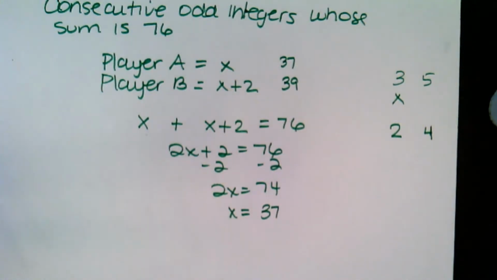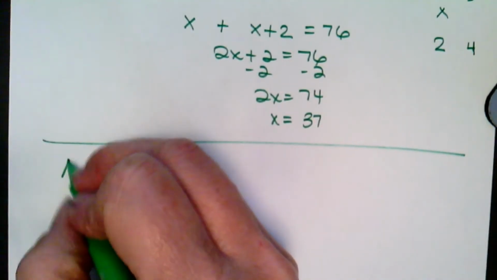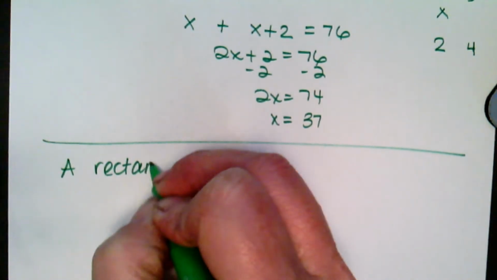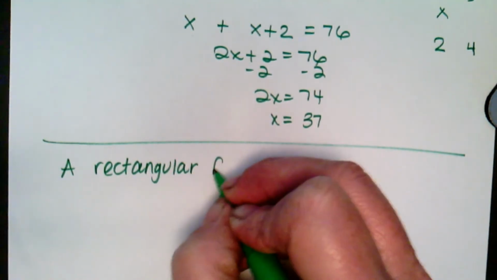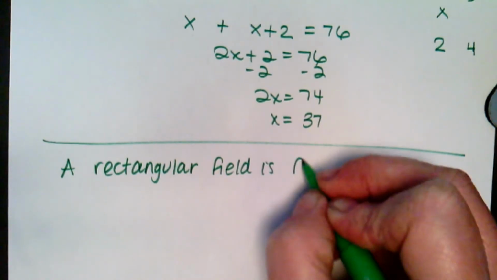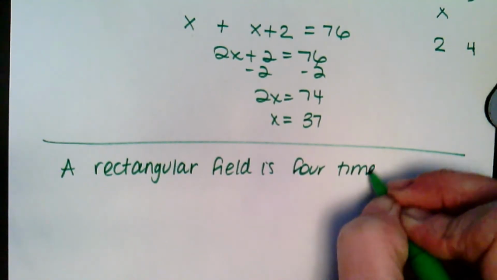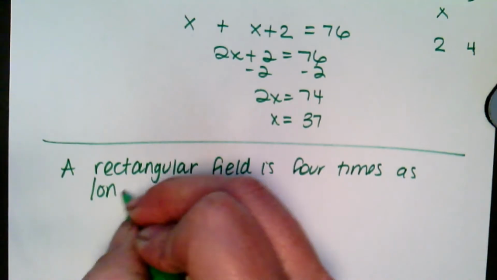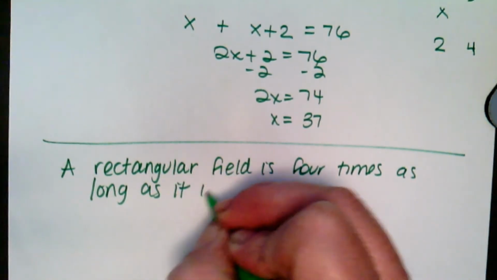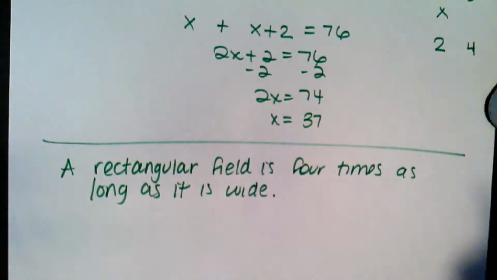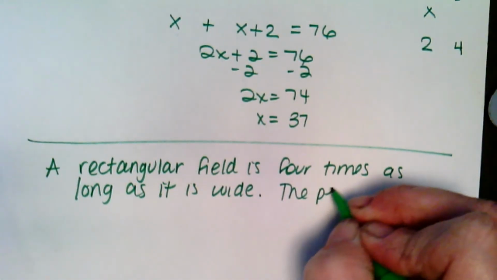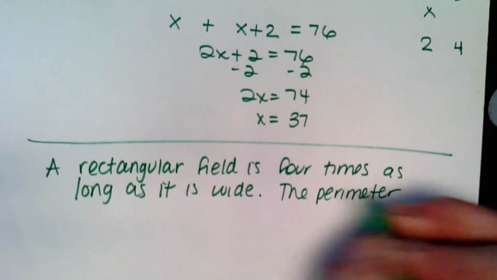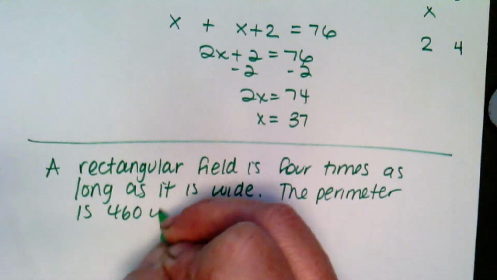Alright, I'm trying to find some more that you'll see. So a rectangular field is 4 times as long as it is wide. And the perimeter is 460 yards. So they want us to tell what the dimensions are.